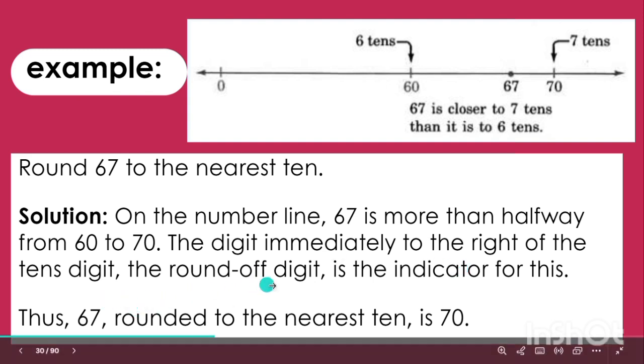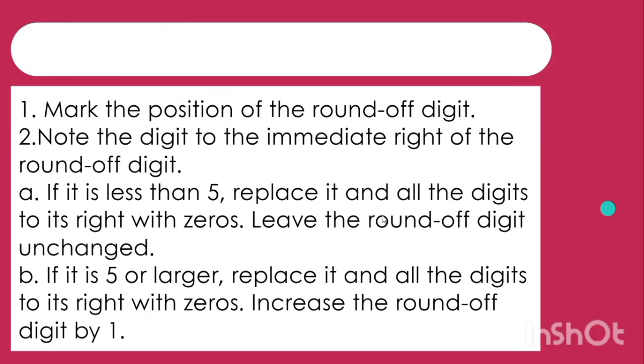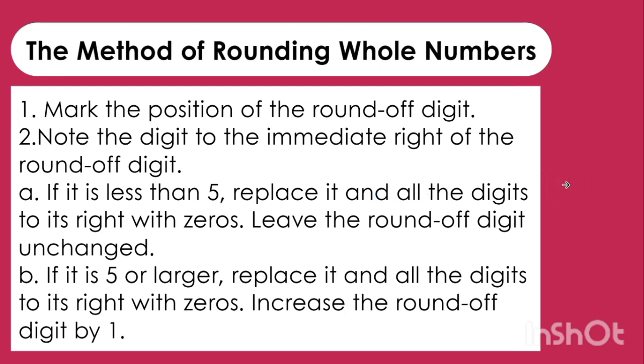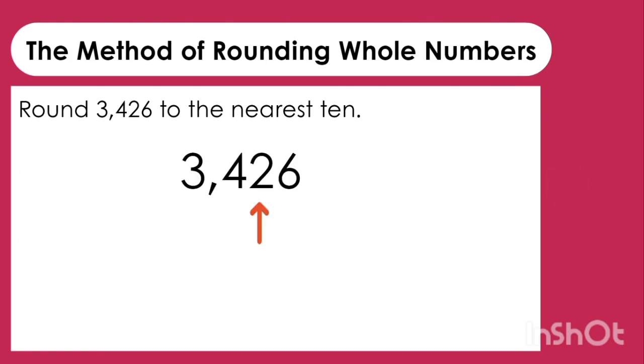67, rounded to the nearest 10, is 70 because 67 is almost 70. Without using a number line, we will use the method here. Let's try this method on this number.